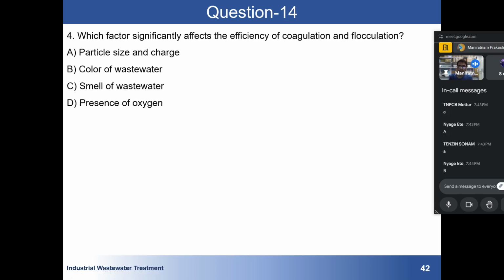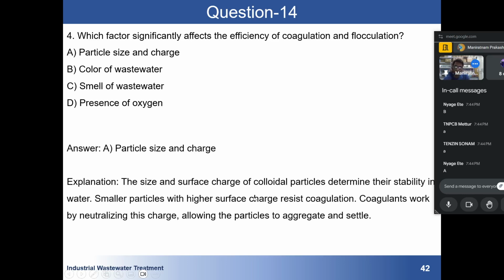Which of the following factors significantly affect the efficiency of coagulation and flocculation? Particle size and charge, color of the wastewater, smell of the wastewater, presence of oxygen. A, yes. The size and the surface charge of the colloidal particles determine their stability in wastewater. Smaller size with higher surface area resists coagulation. Coagulants work by neutralizing this charge, allowing the particles to aggregate and settle. Also, if the particle size is very large, then it will just settle on its own. There is no need to add any coagulants.